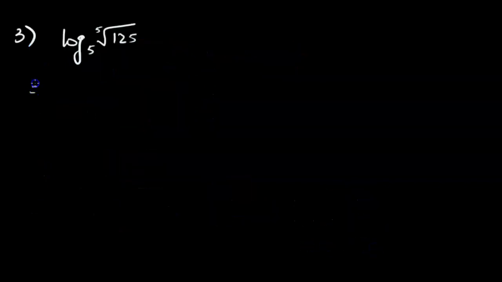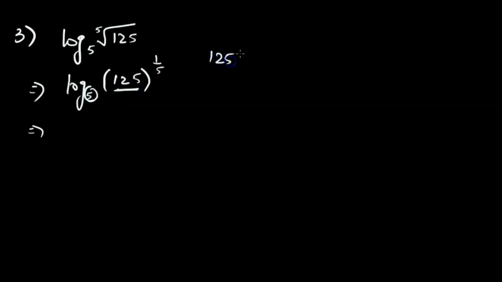Example number 3: we are given log to the base 5 of the 5th root of 125. We can first write it as log to the base 5 of 125 to the power of 1 over 5. Then in order to solve this further, we need to make sure that we have a base of 5 here as well. And we know 125 is nothing but 5 to the power of 3. So we write 125 as 5 to the power of 3. There is already one more power there.